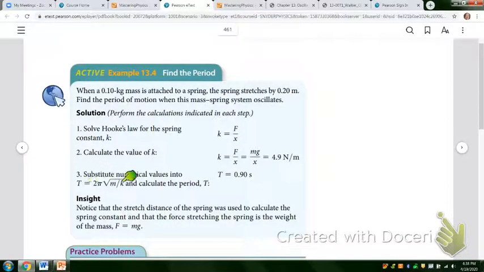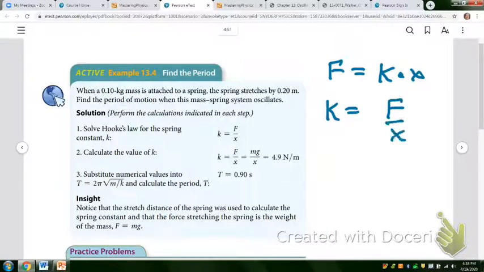But they do not give me K, the spring constant. But they do tell me X, the distance that the spring stretches. So this formula does not use X, but remember the one that does. We've been using Hooke's law all along. And Hooke's law says that force is equal to the spring constant times X. So if I want to know the spring constant so that I can use it in that other formula, I simply need to take force divided by X. So to get K by itself, divide by X.